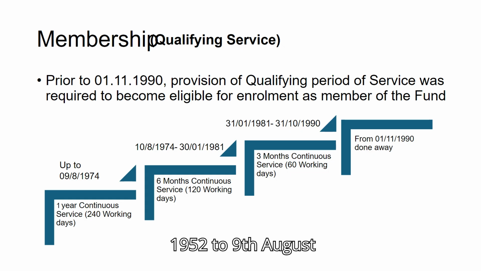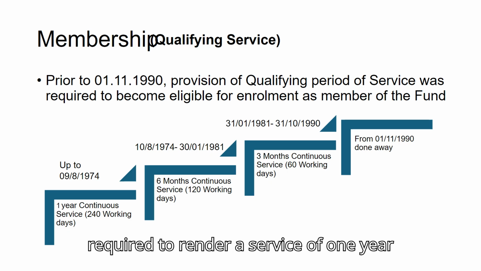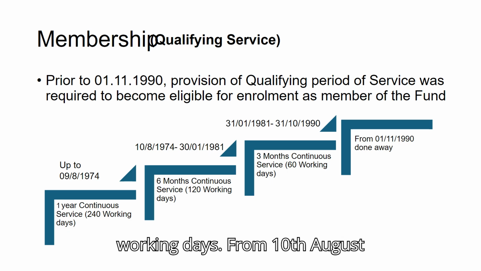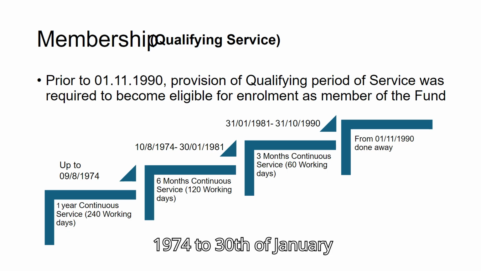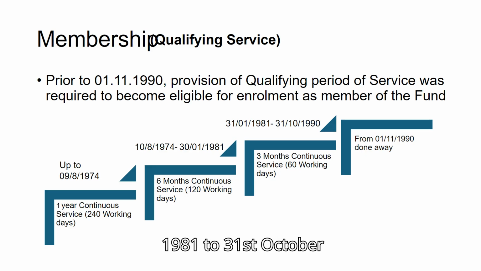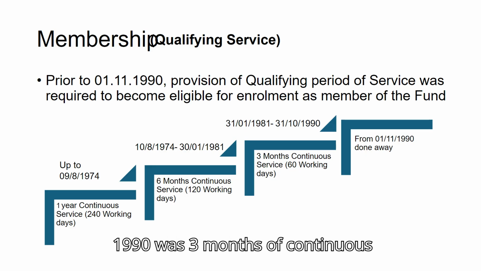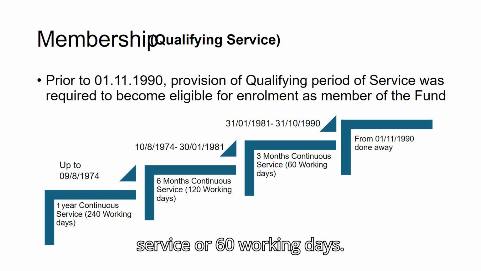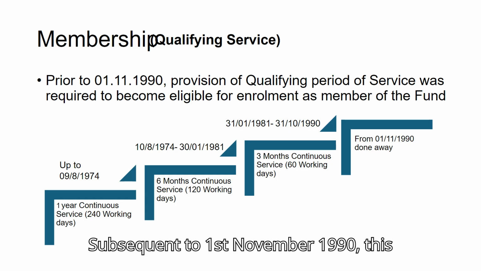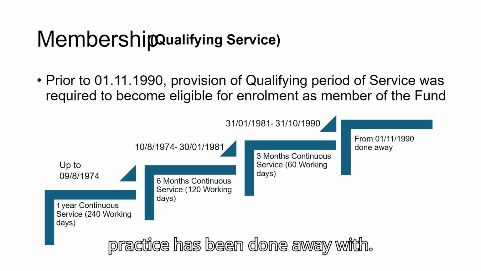From 1952 to 9th August 1974, a member was required to render a service of 1 year continuous service, that is 240 working days. From 10th August 1974 to 30th January 1981, it was reduced to 6 months continuous service or 120 working days. From 31st January 1981 to 31st October 1990, it was 3 months of continuous service or 60 working days. Subsequent to 1st November 1990, this practice has been done away with.